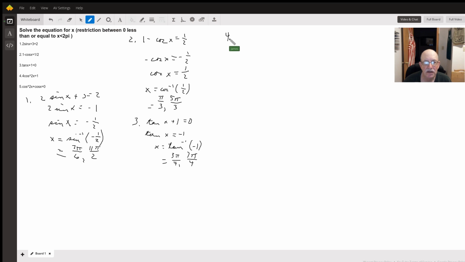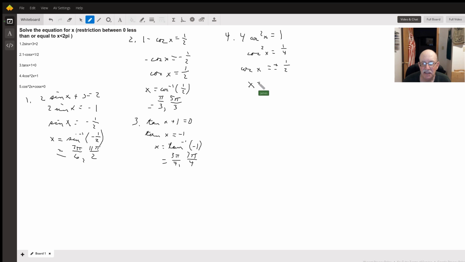Number 4, we're doing 4 cosine squared x equals 1. We'll divide both sides by 4. We get cosine squared x equals 1/4. Now we want to take the square root of both sides. So we get the cosine of x equals plus or minus the square root of 1/4, which is 1/2. Now we're going to get 4 angles, where we want the angles whose cosine equals 1/2 or -1/2.